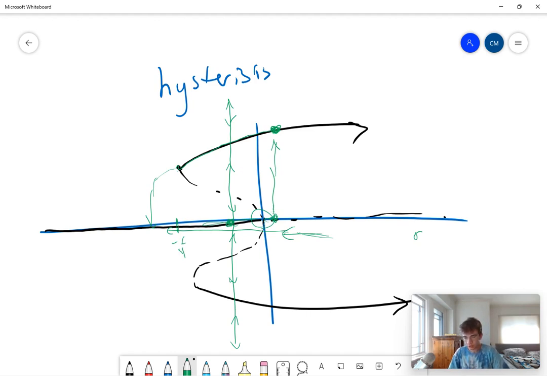Okay, and so this is a phenomenon known as hysteresis, and it's essentially when we have a change in our system that's not immediately reversible. Strogatz's definition is a lack of reversibility as a parameter is varied.